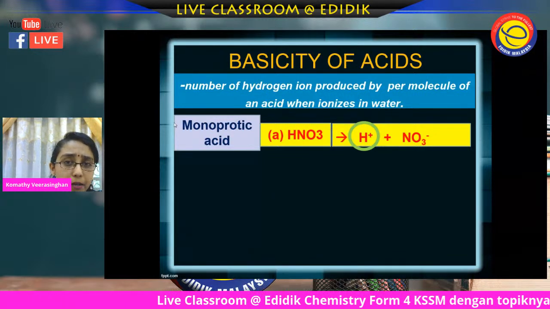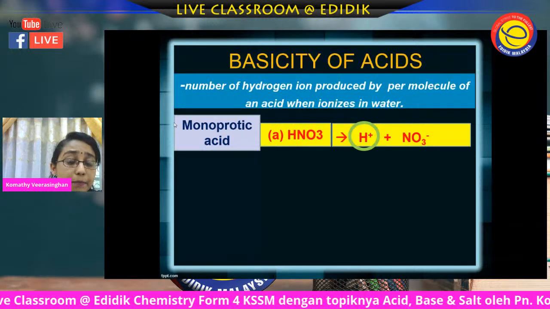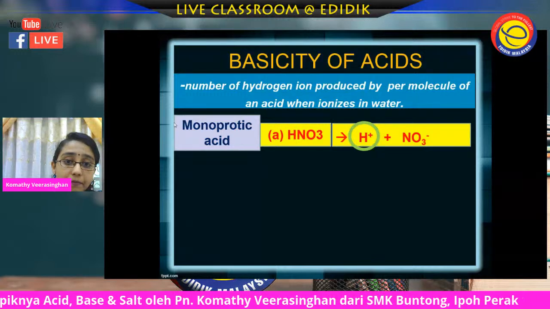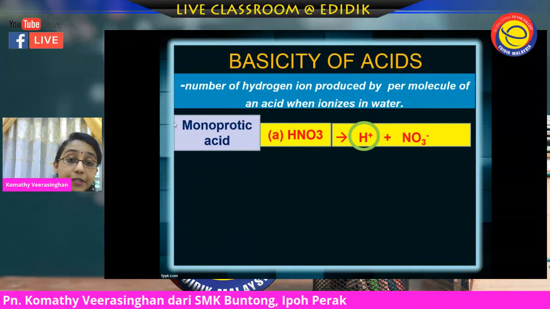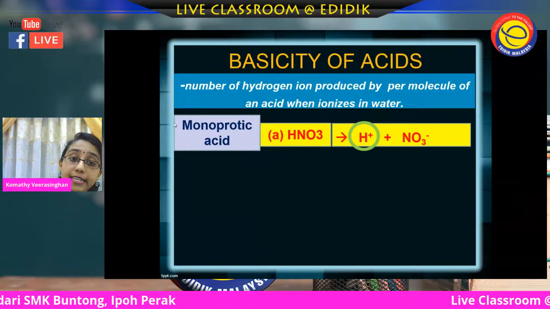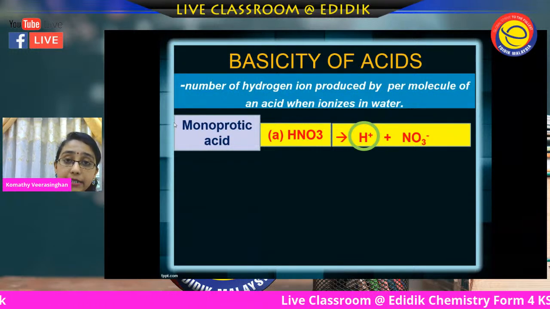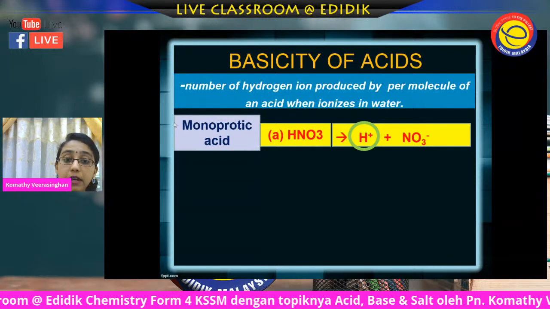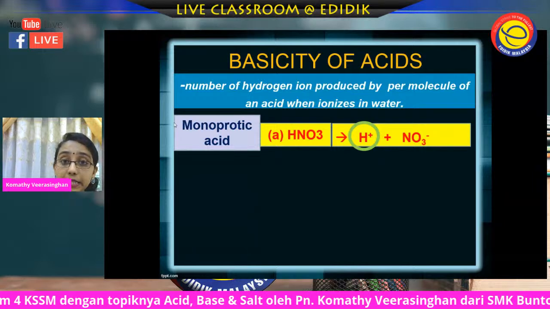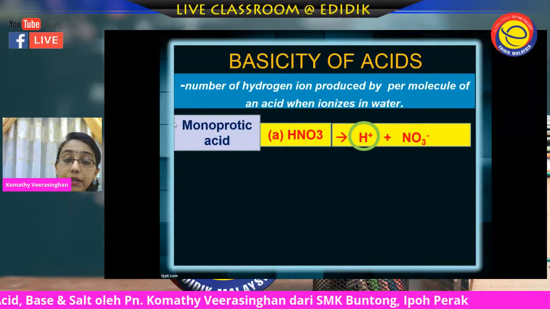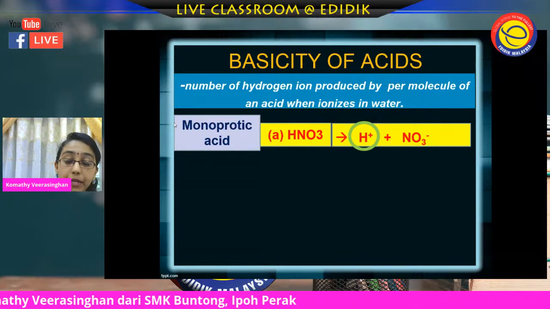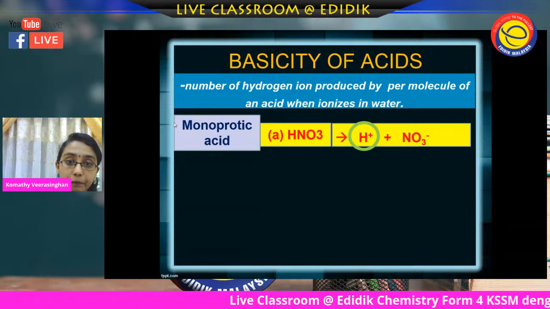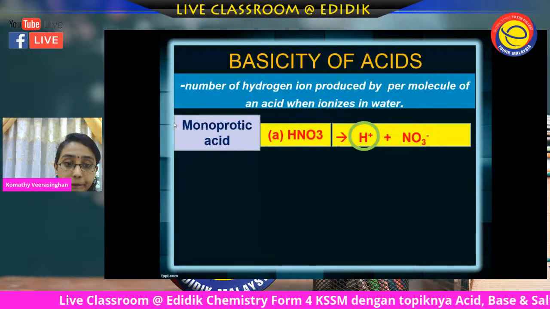Okay, can you think of another example of a monoprotic acid? Besides nitric acid, there's another acid I explained to you just now. That is hydrochloric acid. So hydrochloric acid, nitric acid, and ethanoic acid are examples of monoprotic acids because they ionize to produce one hydrogen ion per molecule when they dissolve in water.